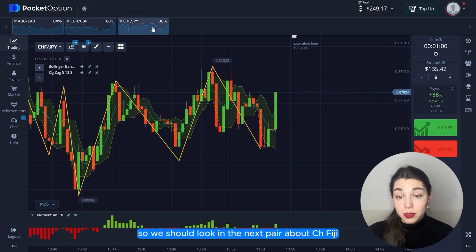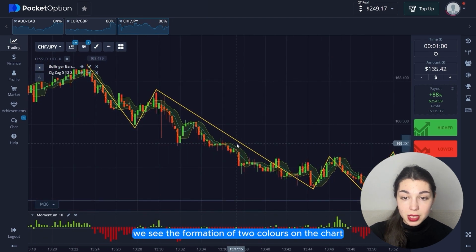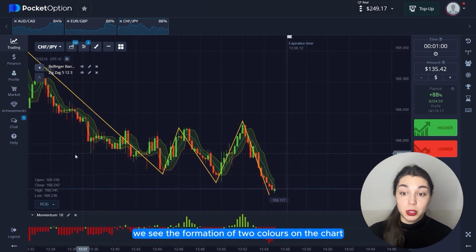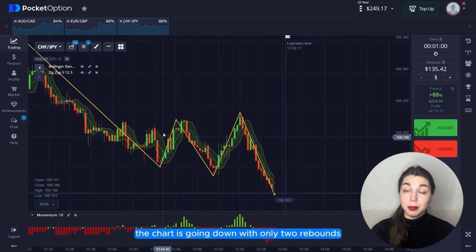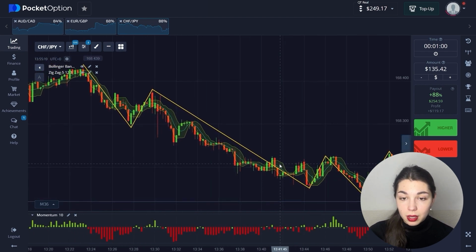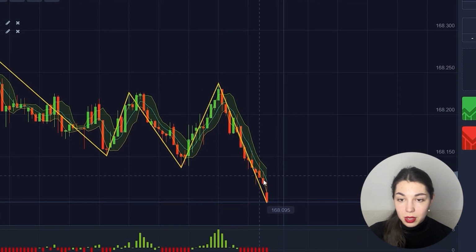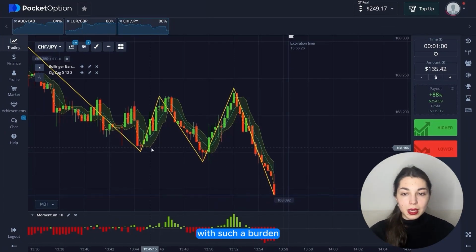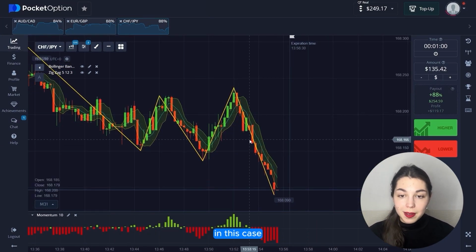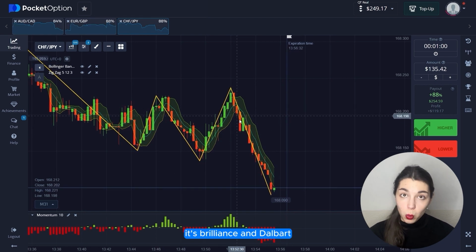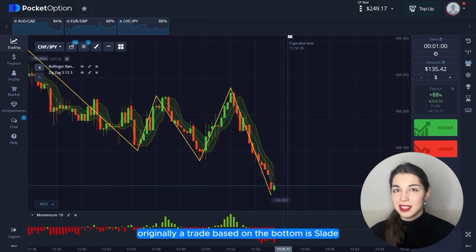The pair CHF GBP, a good steady chart. We see the formation of 2 shoulders on the chart. The chart is going down with only 2 rebounds, and it formed 2 shoulders with a downward trend. With such a pattern, it's necessary to assess the last part of the chart to understand the predominant movement. In this case, it's predominantly downward. But entering a trade based on the pattern is late.